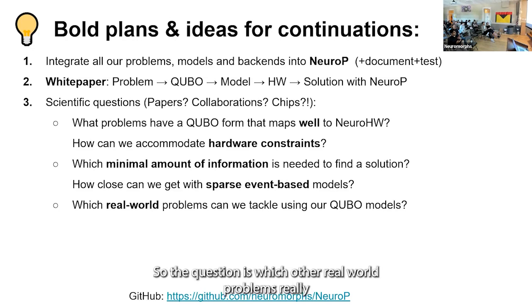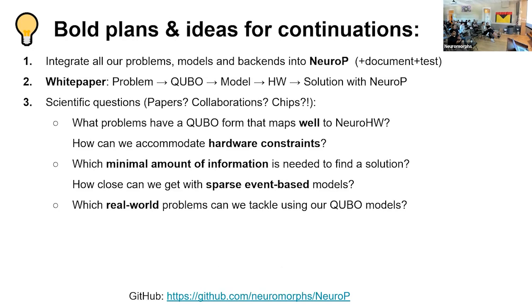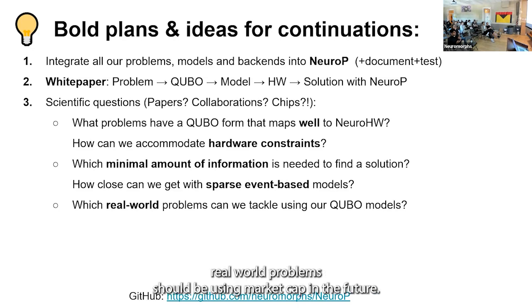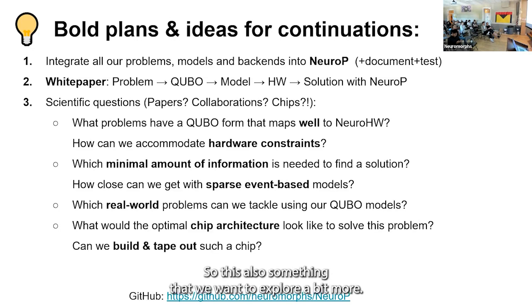So the question is, which other real world problems really can be mapped to this QUBO form? And for which of these real world problems should we be using neuromorphic hardware in the future? This is also something that we want to explore a bit more. And then the last one's maybe the most ambitious one, but we have been thinking a lot about what these neurons should look like to be efficient.